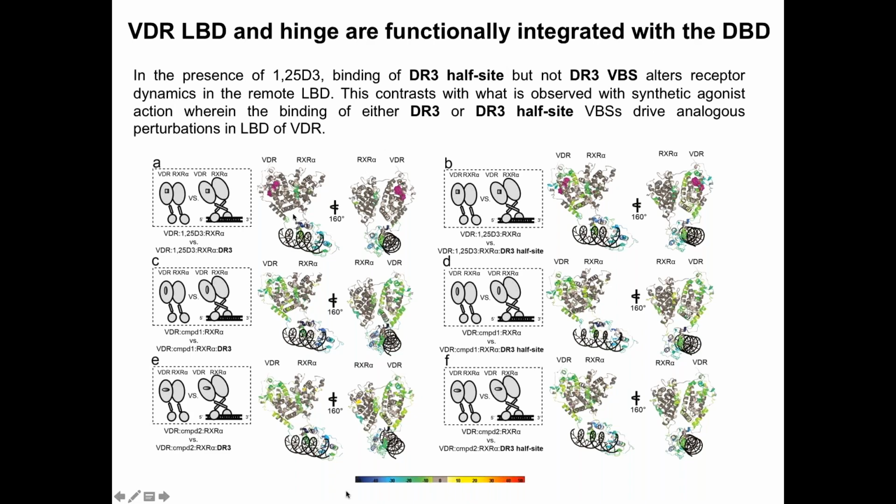In the presence of 125D3, which is the agonist, if you add different DNA sequences, you can have two different phenomena. With this DR3 response element, there's no crosstalk between the DNA binding domain and the ligand binding domain. However, with another DR3 half-site, a different DNA sequence, you can see the crosstalk between the ligand binding domain and the DNA binding domain, which shows the proteins communicating with each other in the same module.